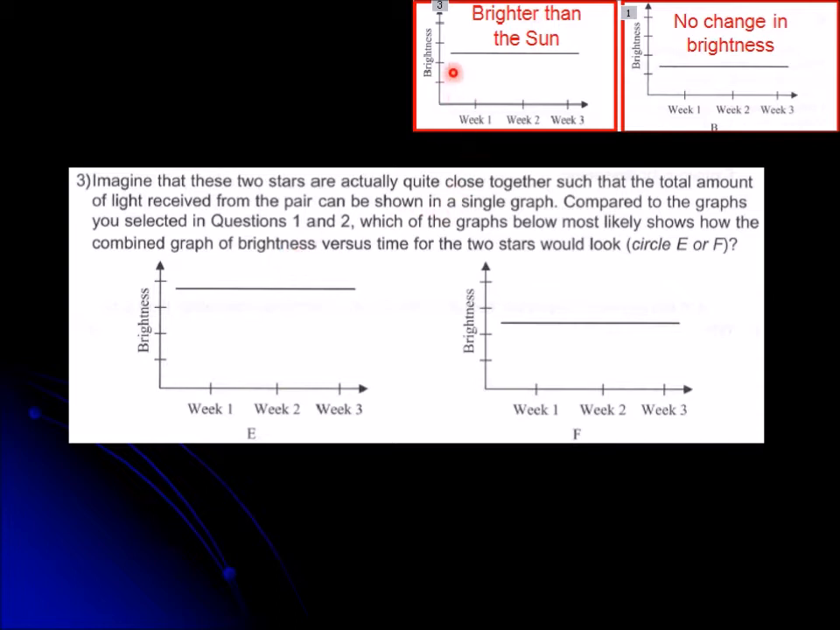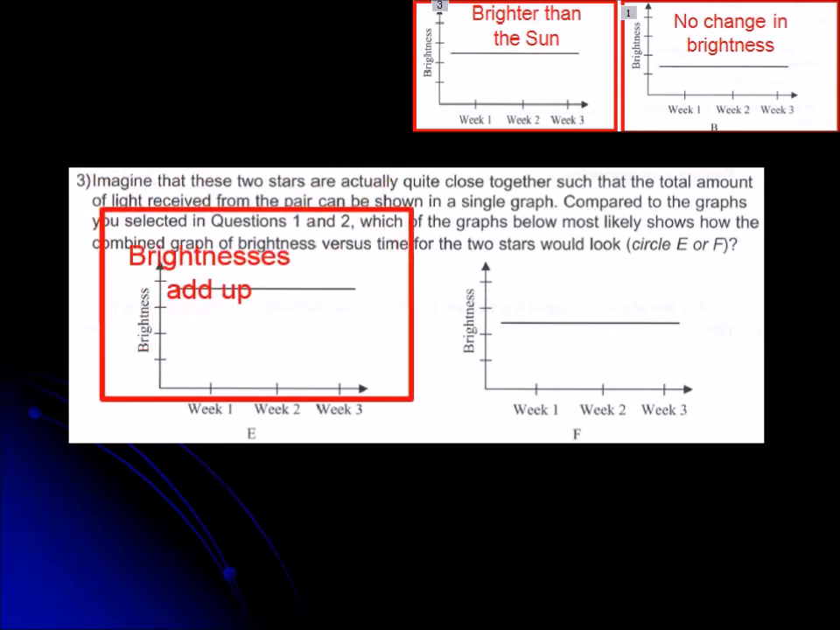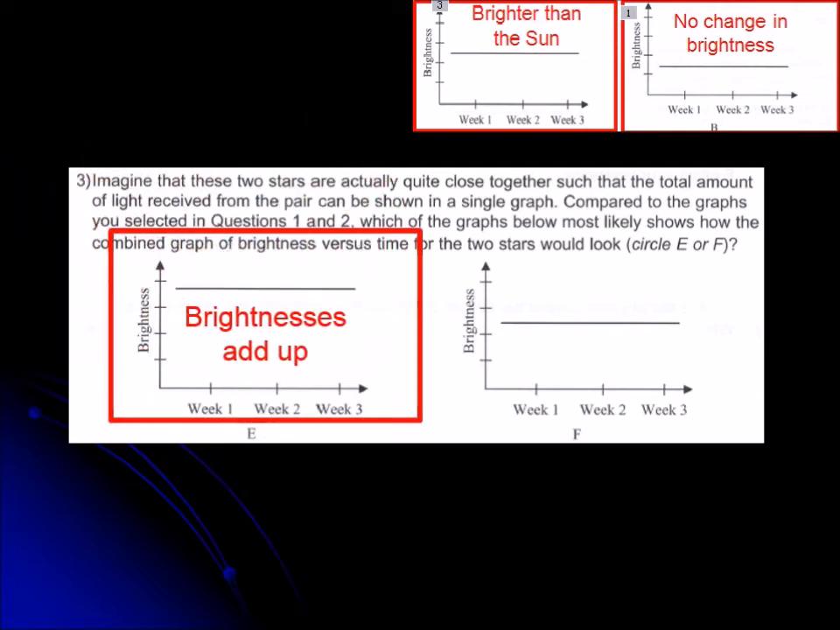Well, this is 1, 2.5. This is 1.5, so it's going to be something like around 4. So in this case, it's going to be 1, 2, 3, 4. That one. This one is only 2.5, so it's the same as this solar star. So the answer is going to be A, E. The brightnesses add up.